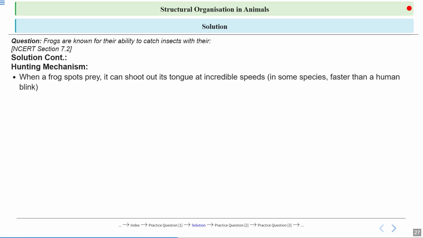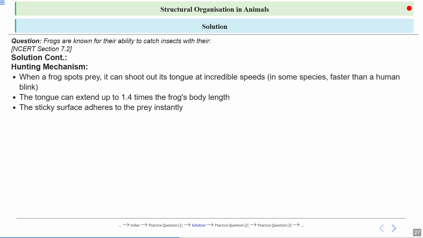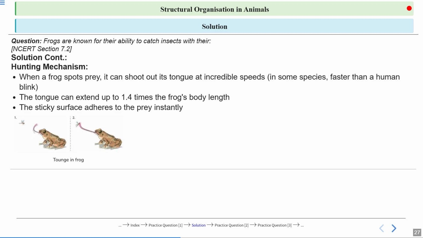So when a frog spots a prey, it can shoot out its tongue at incredible speed, in some species faster than a human blink. It takes out the tongue very fast. The tongue can extend up to 1.4 times the frog's body length, and the sticky surface adheres to the prey instantly. The surface is very sticky, so easily the flies or insects get stuck to it, right? And it helps to catch its prey. This is showing the hunting mechanism.